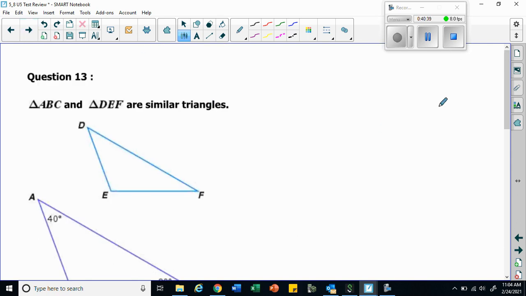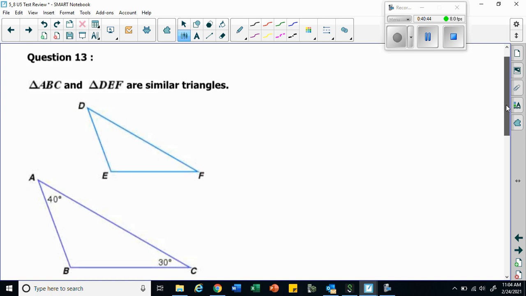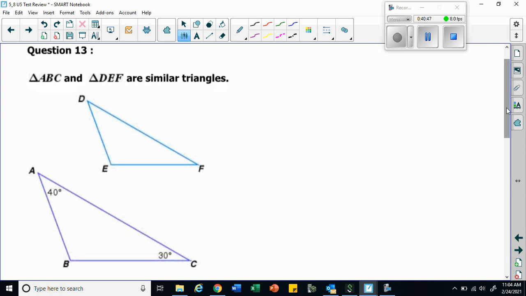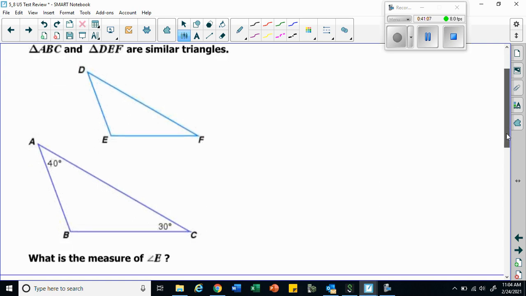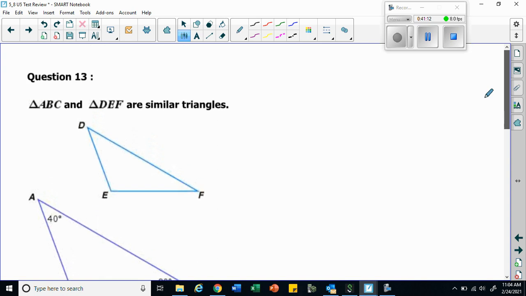All right, number 13. So number 13 says triangle ABC and triangle DEF are similar triangles. They are similar triangles, right? So if these are similar triangles, then that means that these angles are corresponding angles, right? So that means that angle A corresponds with angle D, angle B corresponds with angle E, angle C corresponds with angle F. So it wants to know, what is the measure of angle E? So this is the best way that we can do this.